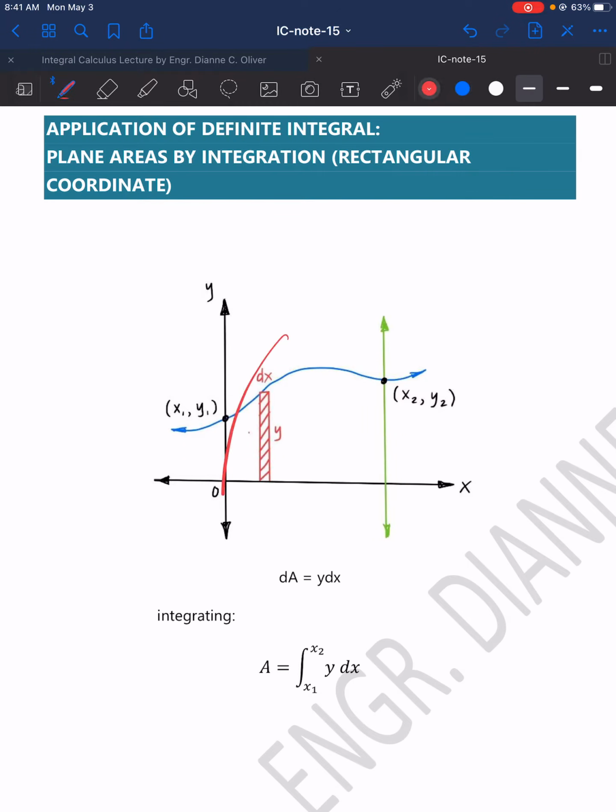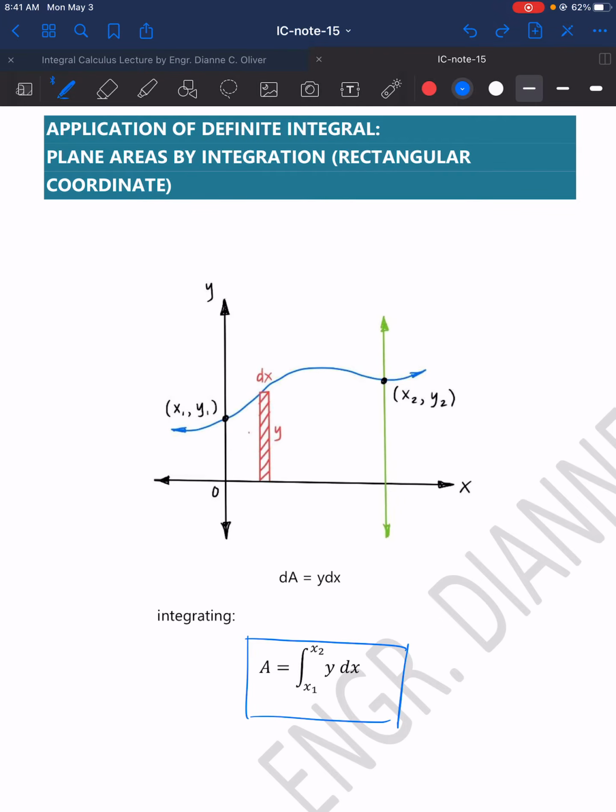Now take note of this area strip. We have there a vertical rectangular area strip with the area y dx. So having the derivative of A equal to y dx, we will integrate that and arrive at the integral of y dx, with the lower limit x1 and the upper limit x2.